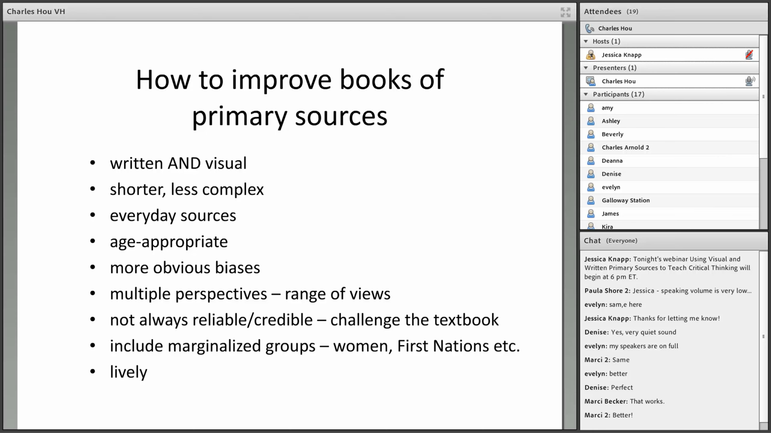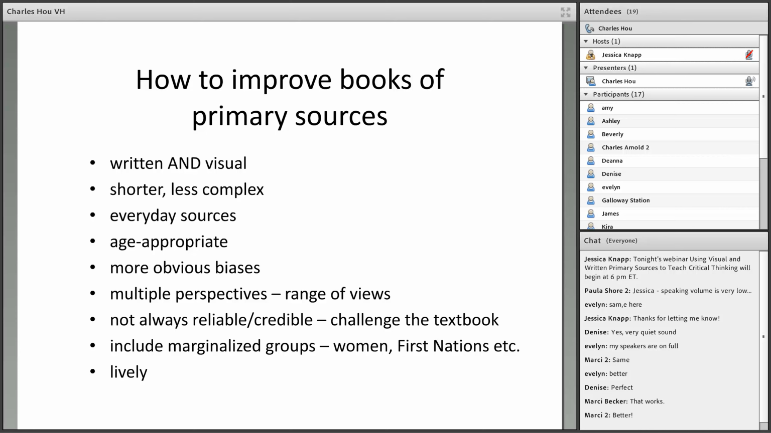Well, what was I looking for? Well, I wanted written and visual primary sources. I knew my students preferred visual. If I were using written, I wanted something shorter and far less complex. I wanted everyday sources, the kind of sources that students would run into in their everyday lives. I wanted them to be age appropriate so they could read them, and the vocabulary wouldn't overwhelm them.